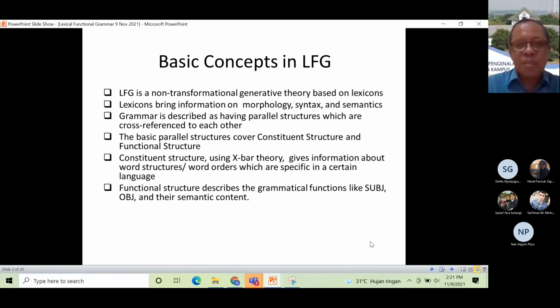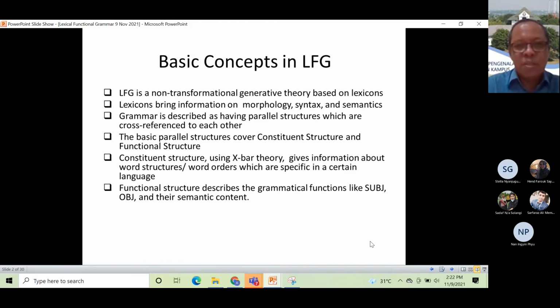In LFG, grammar is described as having what we call parallel structures. So what are parallel structures here? The basic parallel structures cover constituent structure and functional structure. These parallel structures cross-reference each other. And in LFG, the constituent structure is described by using X-bar theory. So your understanding of X-bar theory will be important in applying LFG, because when making constituent structure, you are going to use the X-bar theory model.